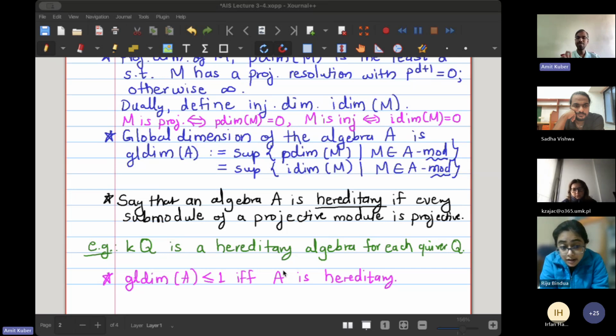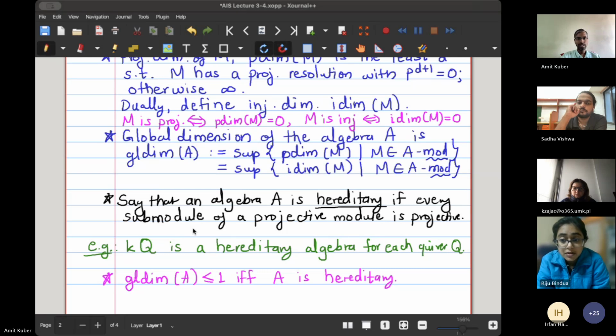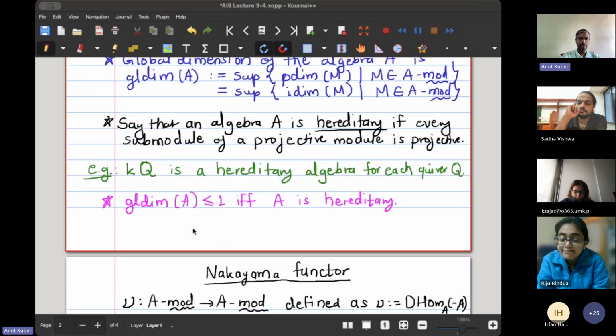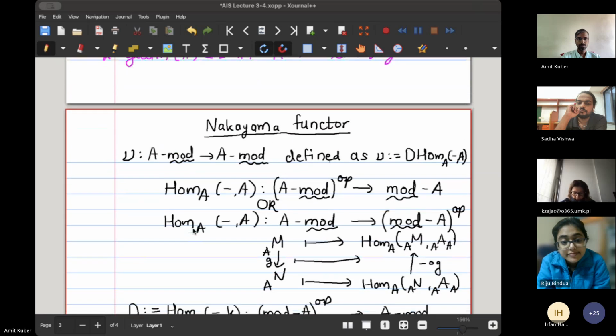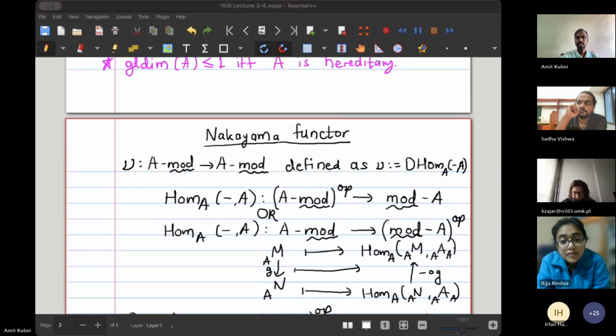So Gabriel's theorem, if you want to look at it from an algebraic perspective and not look at quivers, then for all hereditary algebras, he proved this trichotomy in terms of quadratic forms. Okay, so I just wanted to point that out. Any questions at this point? Okay, so let's go ahead.